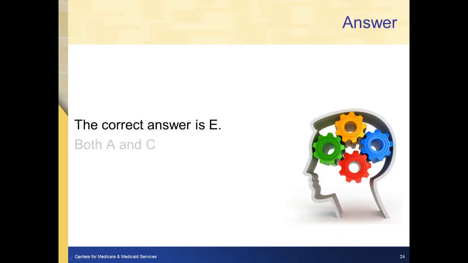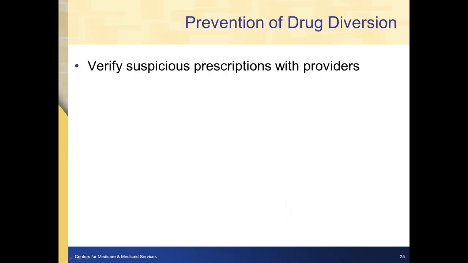The correct answer is E, both A and C. The patient is exhibiting behaviors that are consistent with drug-seeking activity. The prescription should be verified with the doctor, and he or she should be notified of the patient's behavior. We have talked a lot about drug diversion, how to detect it, and where to report it. What can pharmacists do to prevent drug diversion from happening in the first place?